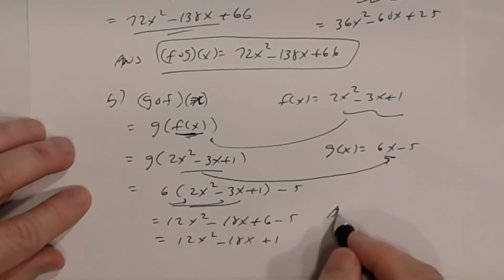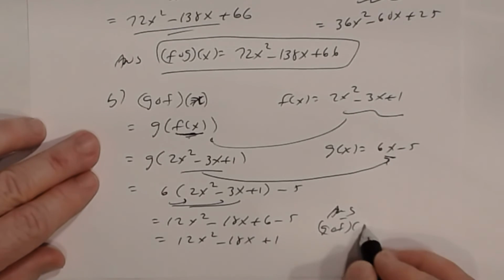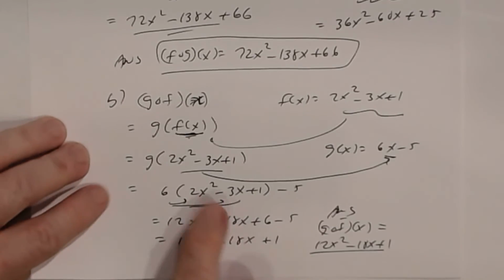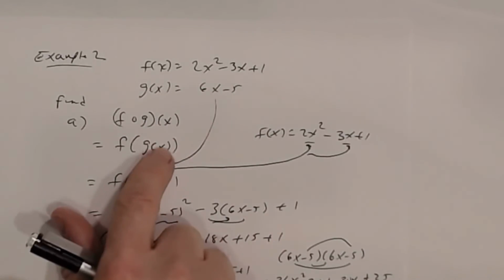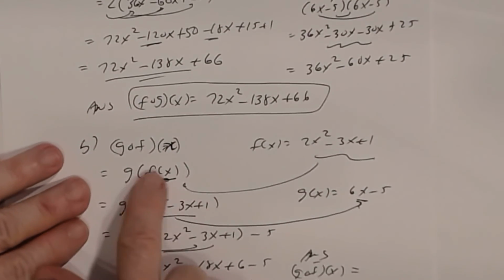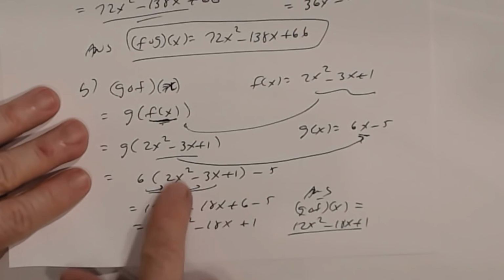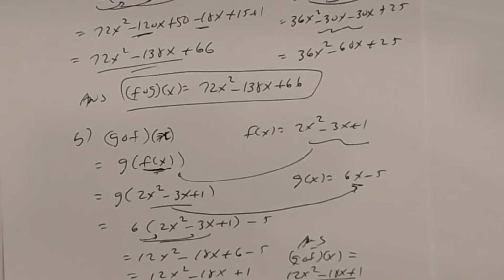So what I found is that the answer for this right here, g composed with f at x, is equal to this, 12x squared minus 18x plus 1. So notice that one was easier than this one because here you're taking the linear one, g of x is linear, and putting it inside the quadratic one. Here you're taking the quadratic one, putting it inside the linear one. So it was a little bit easier. Let's do one more and then we'll end.